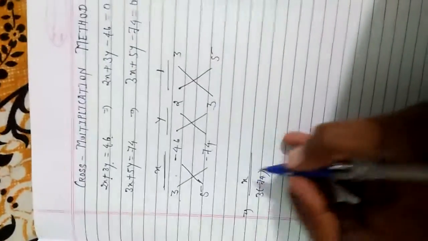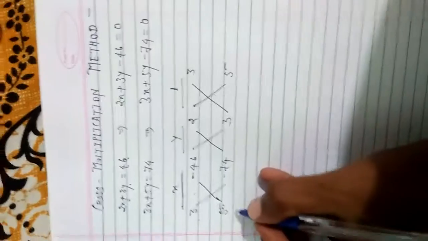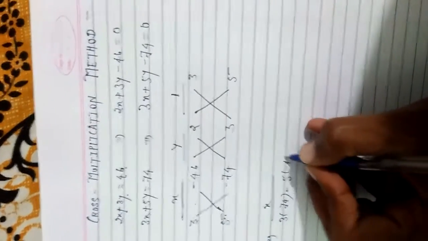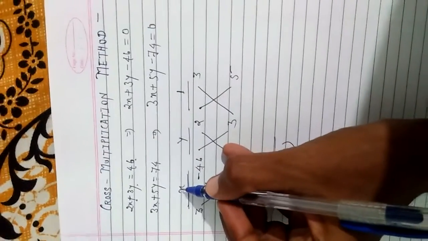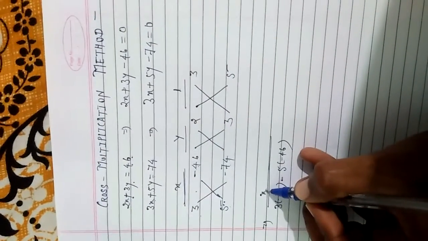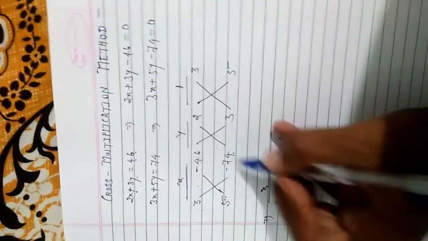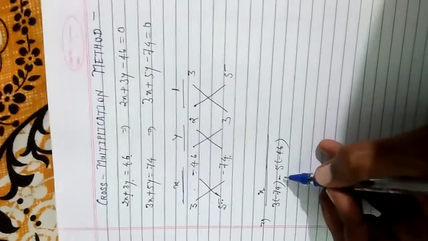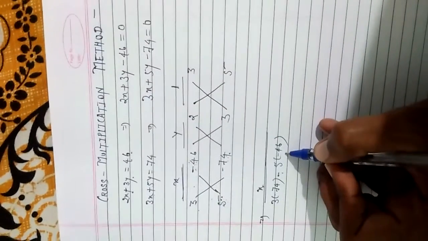Okay, and before multiplying this, we take a minus. So 5 into minus 46. What we have to do here is put x in the numerator and then multiply: 3 into minus 74, and before multiplying this we have to take a minus here. So minus 5 into minus 46.